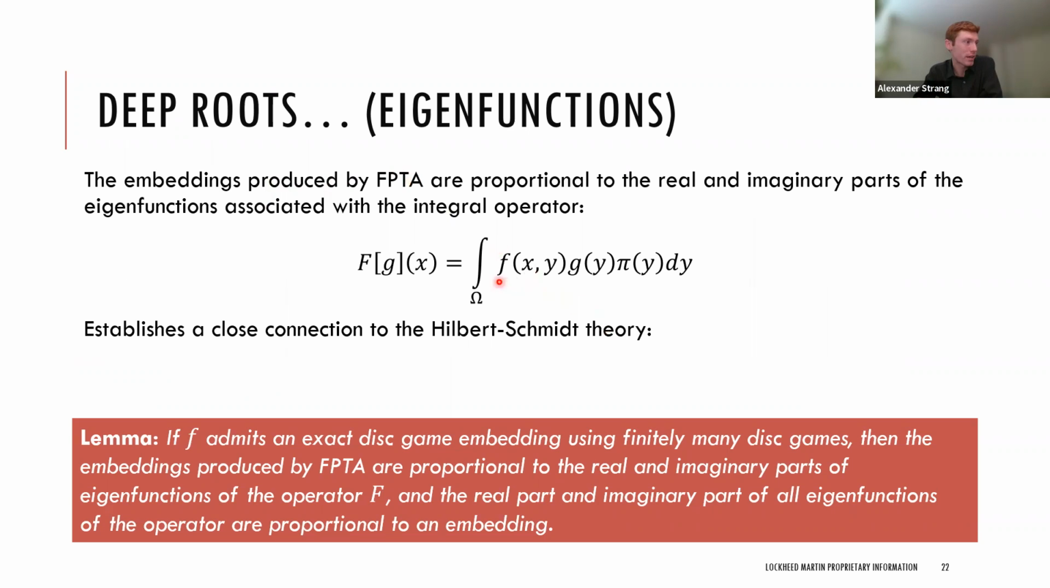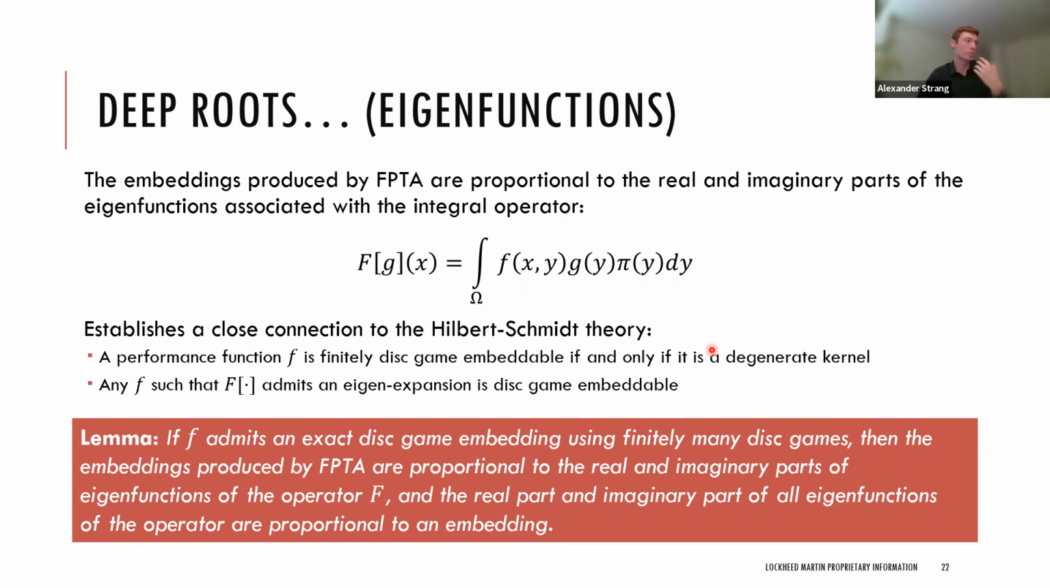So if I start with a function f, I can treat that as a kernel for an integral operator. I can define this integral operator, capital F of g, which just integrates g against f in this measure. And it turns out that the embeddings that you produce using this functional approach are exactly proportional to the real and imaginary parts of these eigenfunctions. So there's actually a deep connection here to Hilbert-Schmidt theory and eigenexpansion and all of the classical stuff from function theory. And that leads you immediately to some really nice statements.